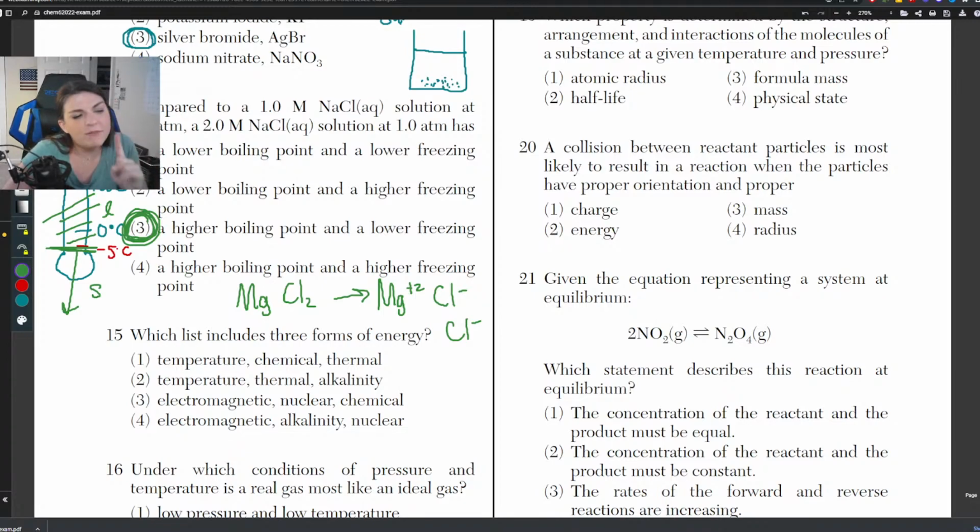Because temperature is average kinetic energy. Chemical energy is stored in bonds, and then thermal is like the Q equals MC delta T. But like electromagnetic energy is like not really a thing, but it's kind of a thing. I would make an argument that gamma rays are a form of electromagnetic energy. It's obviously not 2 or 4 because alkalinity is like an adjective describing how basic something is.